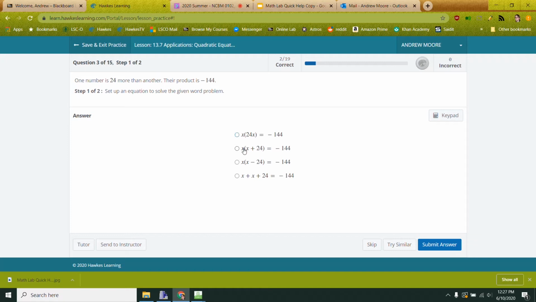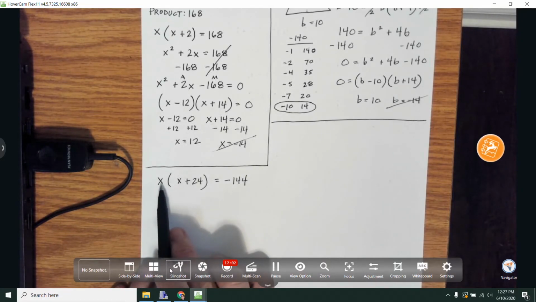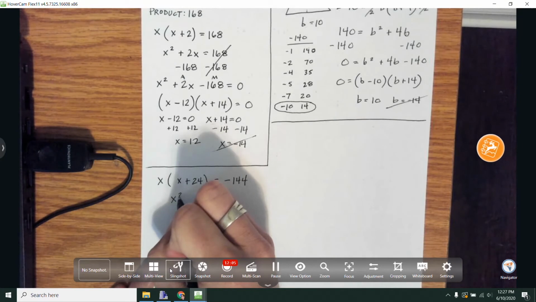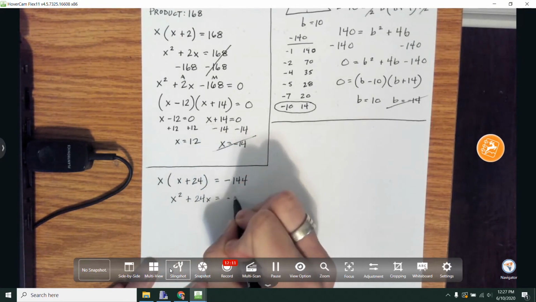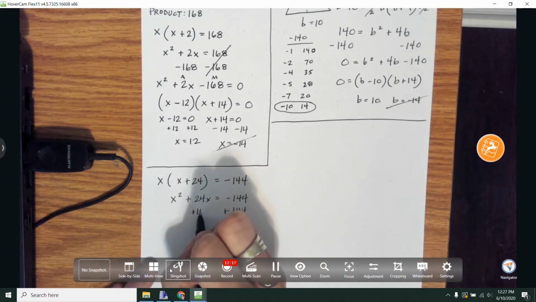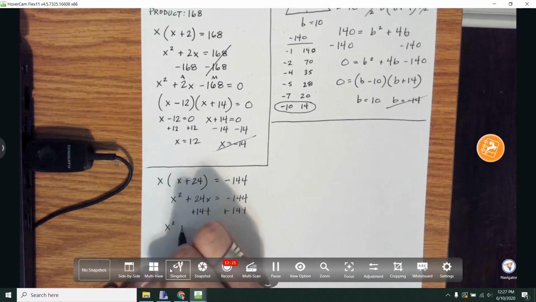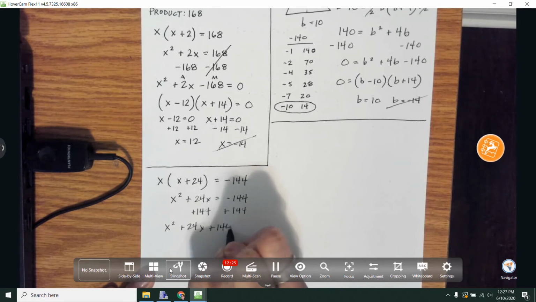Whenever we put either a number or a variable next to the parentheses, that means we're multiplying. That's what product tells us, and that answer is negative 144. So this is going to be the way we're setting this thing up. And now we have to solve it. Since we set it up this way, we're going to go ahead and distribute this. x times x is x squared, and then x times 24 is 24x. That equals negative 144. We can add this 144, add the 144. And so we get x squared plus 24x plus 144 equals 0.